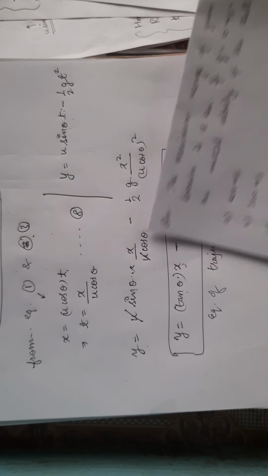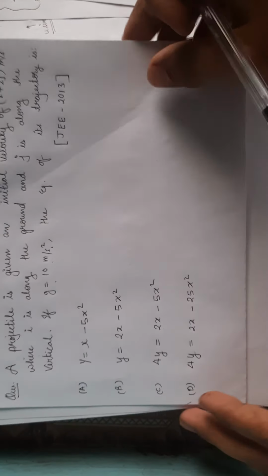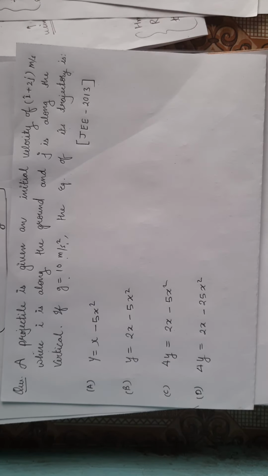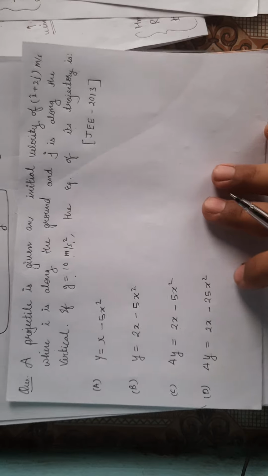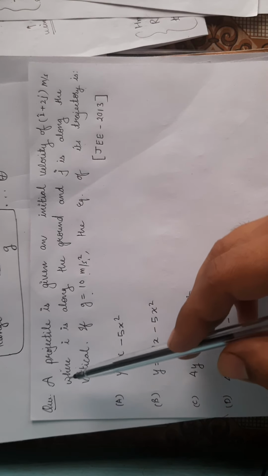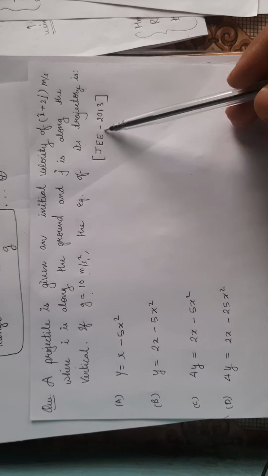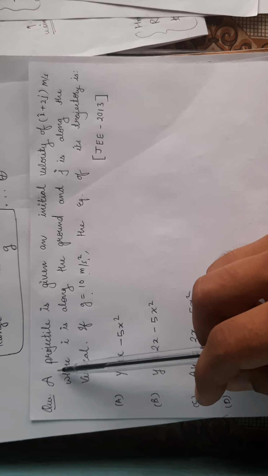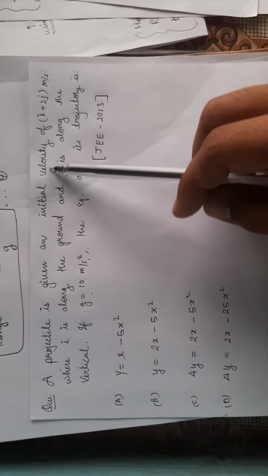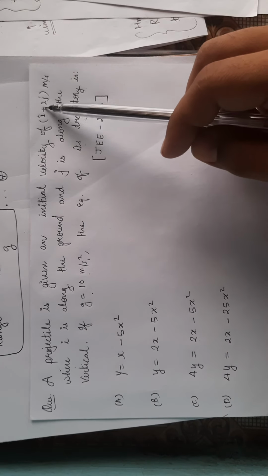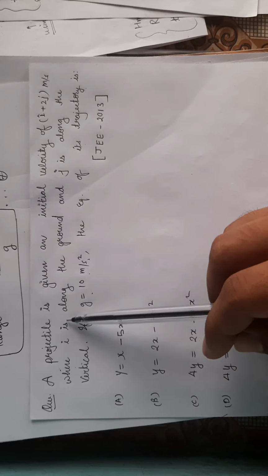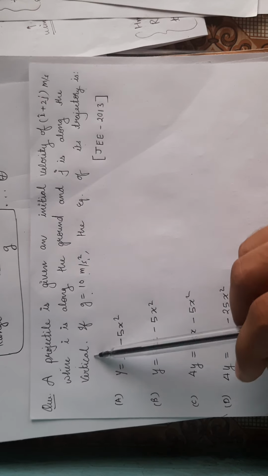Let's see some questions which come in various exams based on projectile motion. After doing these questions, we can understand it better. So let's start with this question, which came in JEE 2013. A projectile is given an initial velocity of i plus 2j meter per second, where i is along the ground and j is along the vertical.